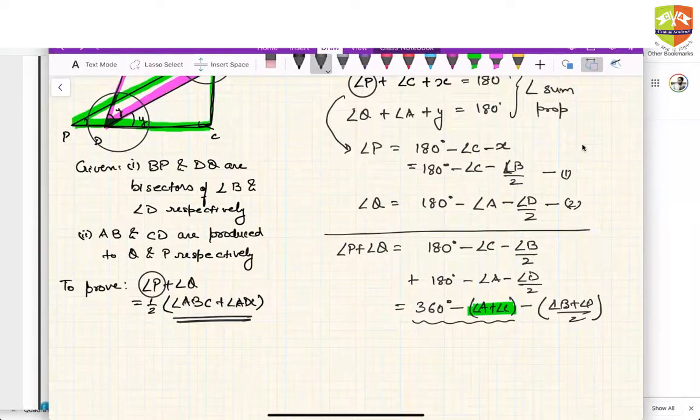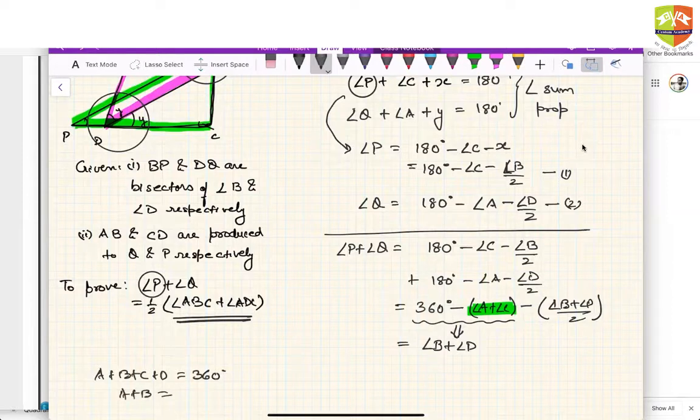So can I not write this as angle B plus angle D? This item is this. Why? Because A plus B plus C plus D was 360 degrees by the angle sum property of this quadrilateral. So A plus C will be 360 degrees minus B minus D. I'm not putting the angle sign, you can understand from here. Okay, so what is it?